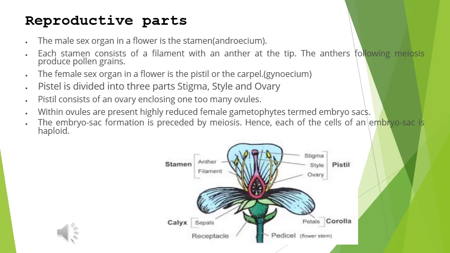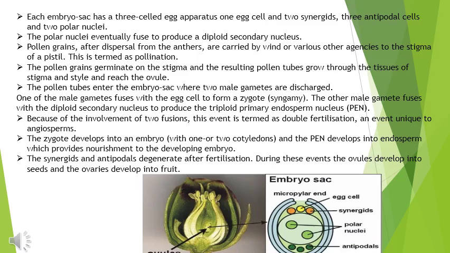Okay, so we can say जो मेल और फीमेल रिप्रोडक्टिव पार्ट है वो फ्लावर के अंदर प्रेजेंट है, और मेन जो इनको हम लोग नाम देते हैं दैट इज पिस्टल एंड स्टेमन. Each embryo sac in a female ovary consists of three-celled egg apparatus, one egg cell and two synergid cells, three antipodal cells and two polar nuclei. Polar nuclei बाद में fuse हो जाते हैं and form diploid secondary nucleus over here.